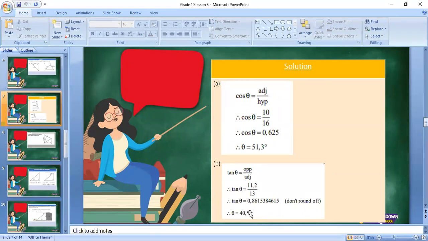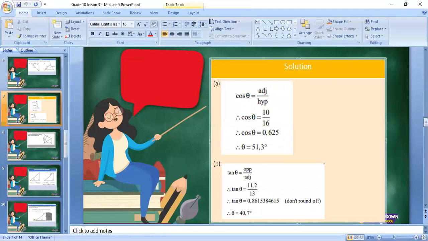In the course of our calculation, we approximate at the end of the answer. Hope you understand. I'm sure you understand this. Okay. Now let's see another one then.